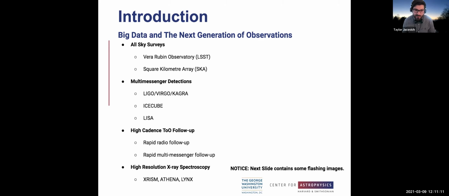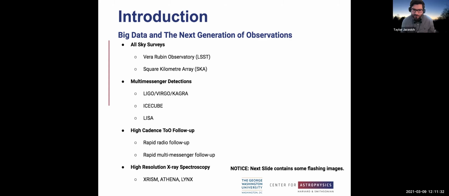And then even beyond that, we have several missions in the X-ray space for high resolution X-ray spectroscopy slated to fly in the next decade or so. Like XRISM and Athena already have coming launch dates, and Lynx is in the planning stages and hopefully will be accepted to fly. And these will give us an unprecedented view of the X-ray sky and potentially give us a lot more observations and a lot more objects to look at.